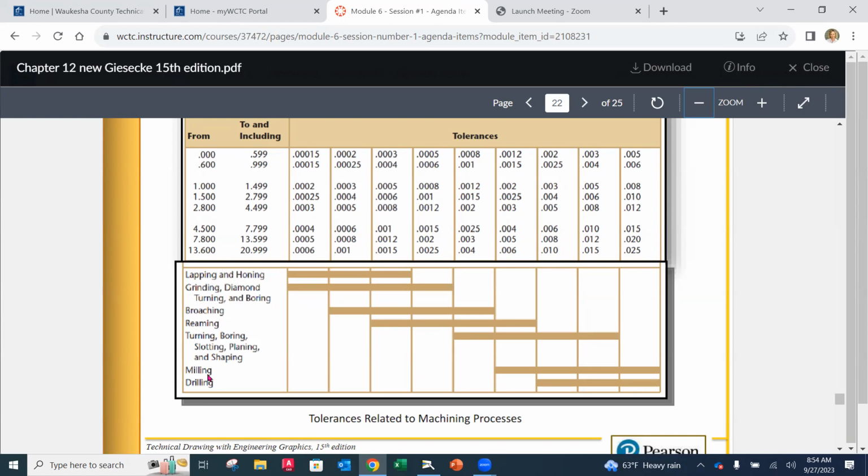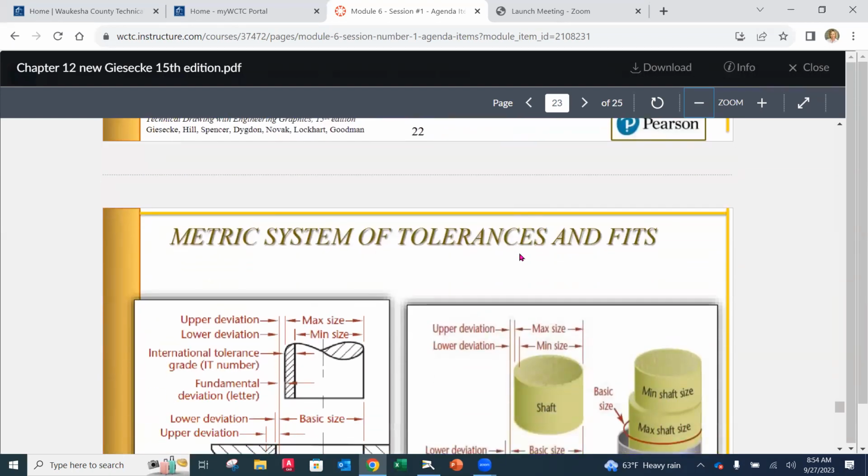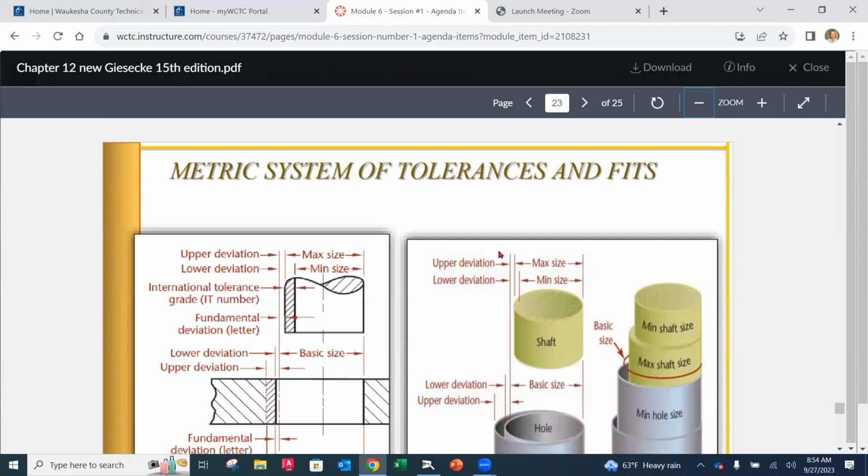So these 3 right here are going to be like where you want to sit, if you would. And that means that you're dealing with this side of the chart. Okay. So manufacturing processes will help you to just kind of relate to those numbers as well. Okay.